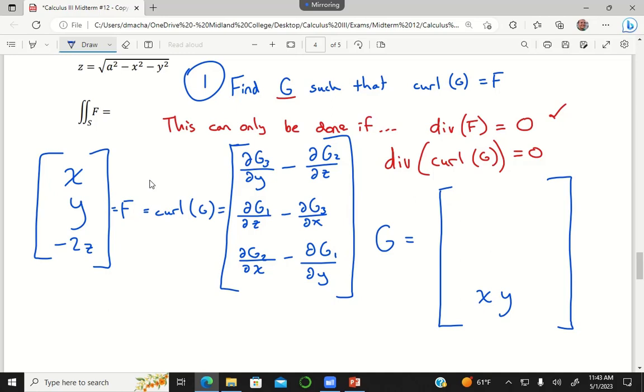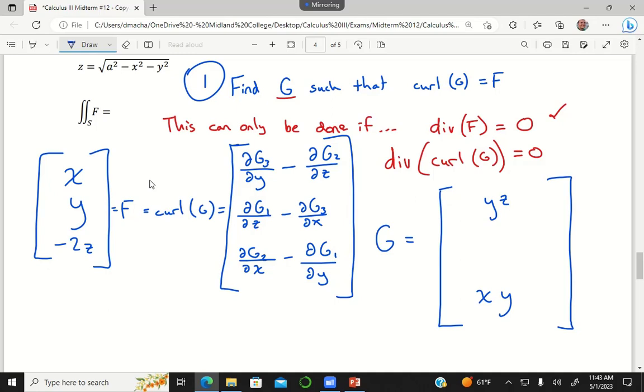For the second entry, I want this to be a y, so let's make the partial of the first entry of G with respect to z equal to y. So let's make that yz. Okay.